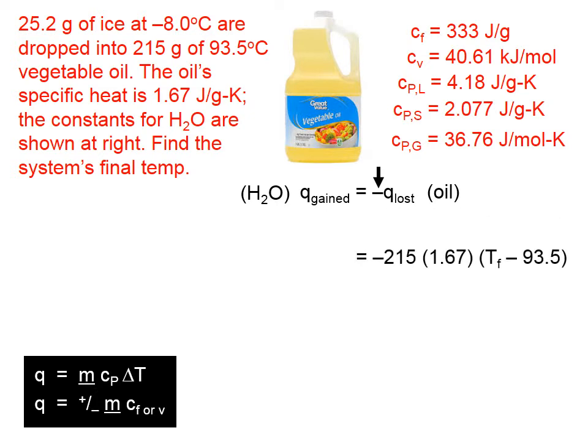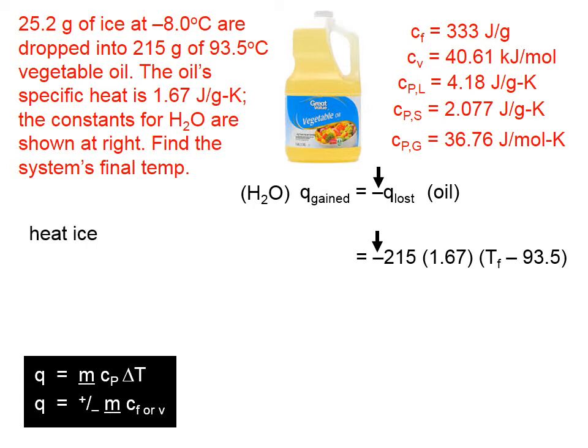The oil is going to cool down from 93.5 degrees Celsius to something else. And we're going to assume that the oil is going to remain a liquid because we're only given the specific heat of the oil. We've got the mass of the oil, 215. There's its specific heat. And then the delta T will be T final, which we don't know, minus T initial. T initial is 93.5.